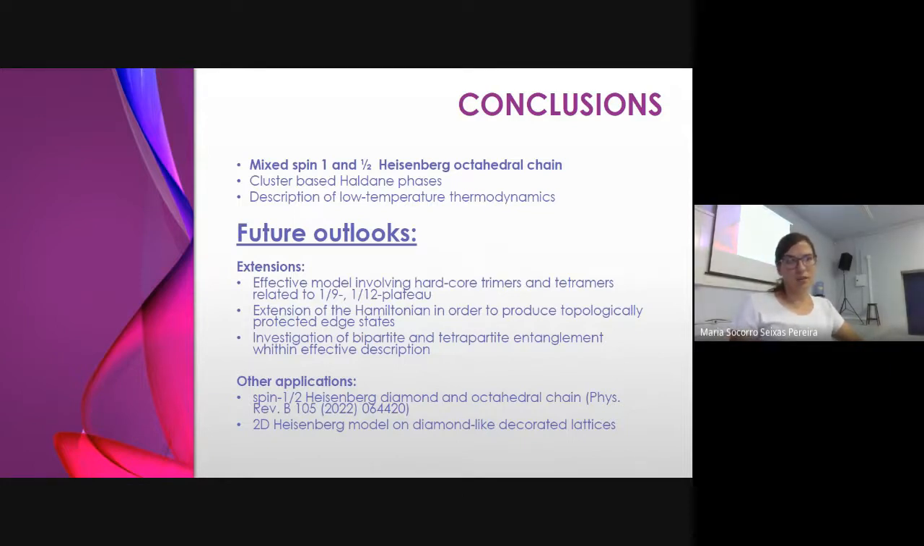This can also be extended to other models, for example, the diamond chain that Josef presented today in the morning, or, sorry, not diamond chain, the diamond-like decorated square lattice, or other models like the diamond chain or octahedral chain with other spin values.